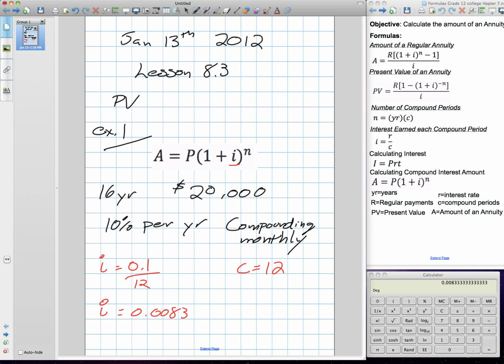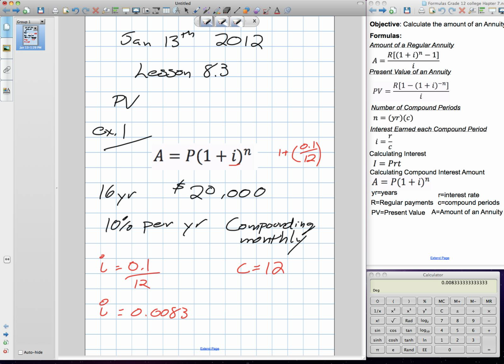0.0083 repeated. Now, what you can do is some of your calculators will allow you to put 1 plus, and you can actually put that fraction right into the question, okay? If you can do it all in one shot on your calculator, that's fine. If not, you can round. We're just going to round to 0.0083, okay? That's what our I is going to be.